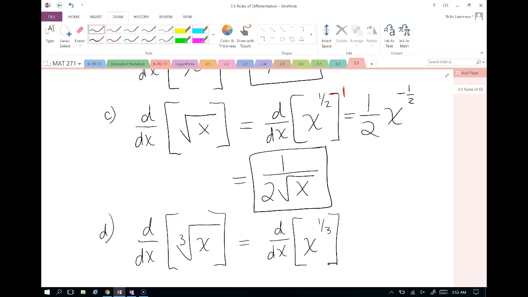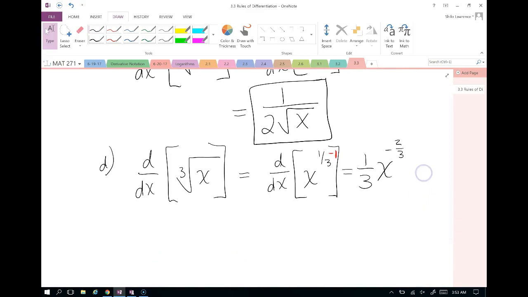We need to see it written as x to a power so that we can do the power rule on it. So the power rule says bring your old exponent out front as a coefficient, and then we're going to subtract 1 to get the new power. So 1/3 minus 1 is -2/3.